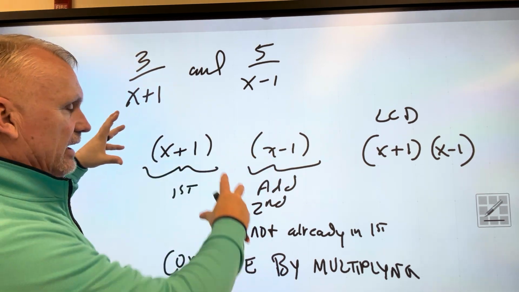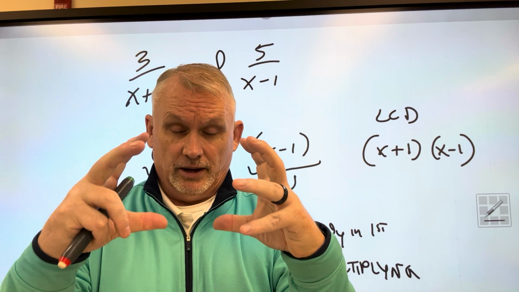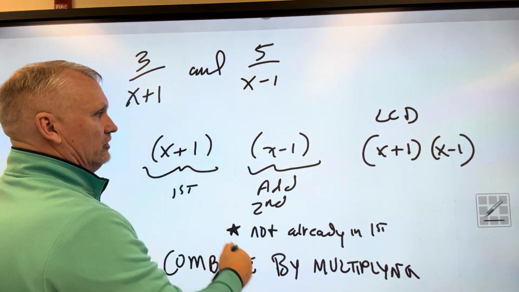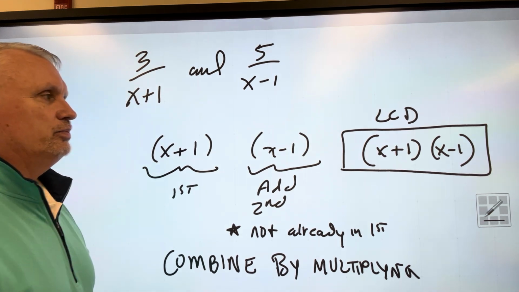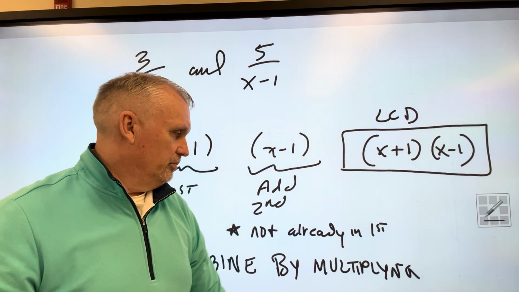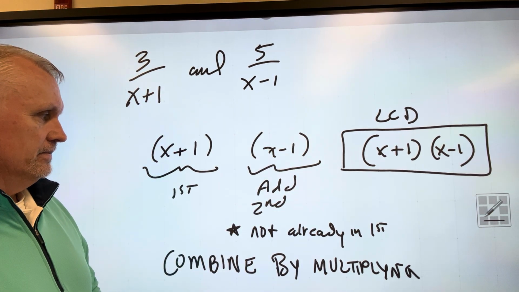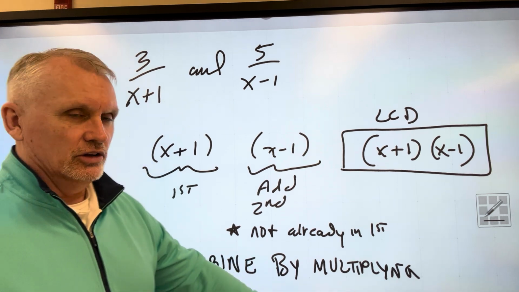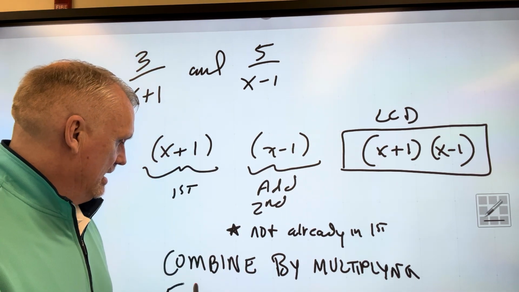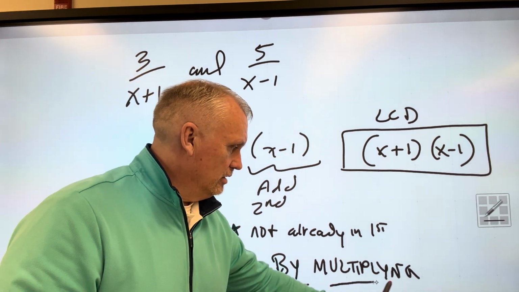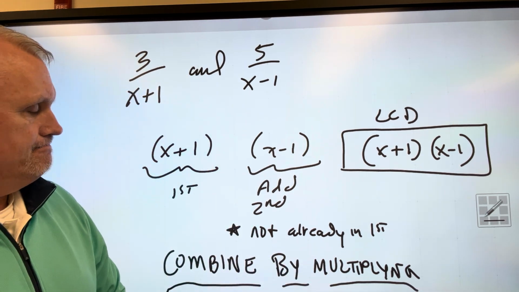Notice, if they're in parentheses, that's a group. Don't break up the group. That stays as a group. So my LCD is x plus 1, x minus 1, all in parentheses. Okay, combine by multiplying. That was the key here. Combine by multiplying.